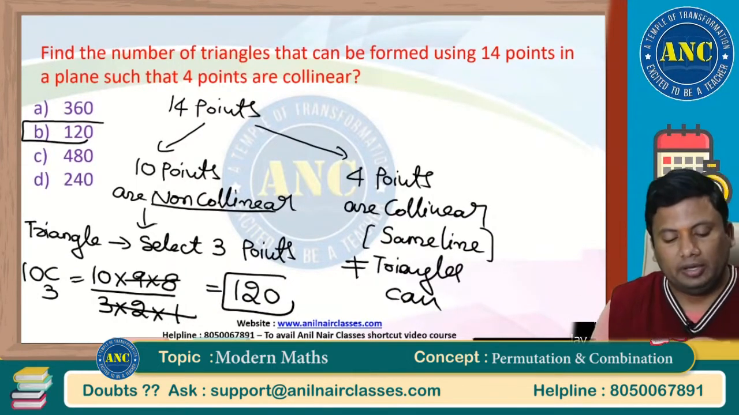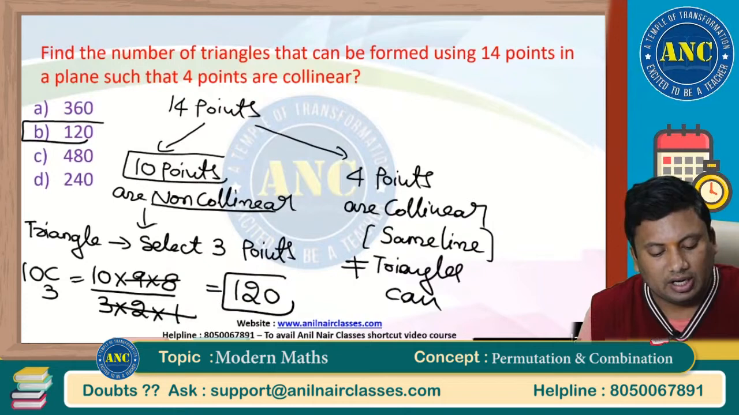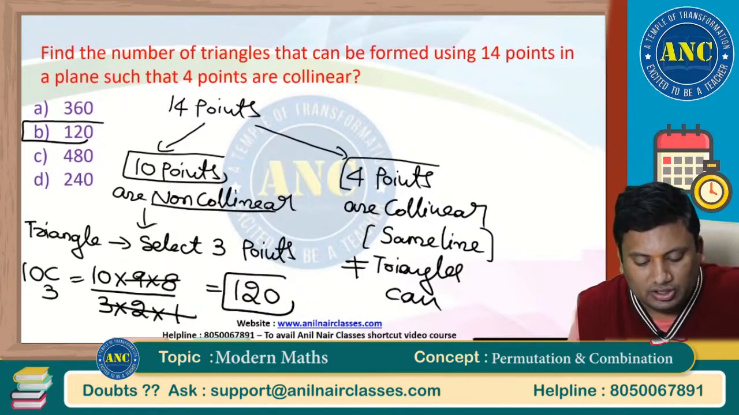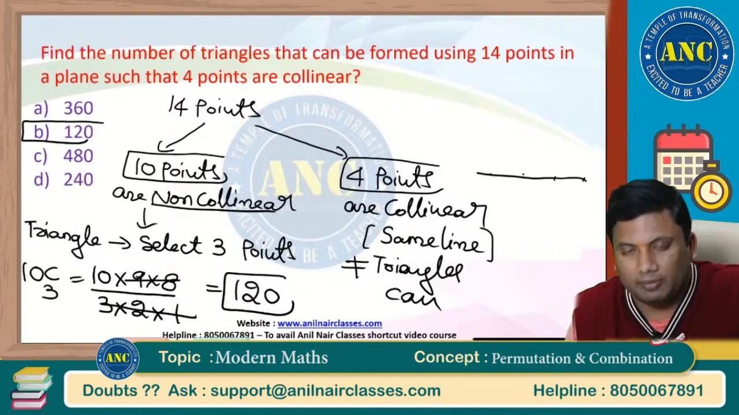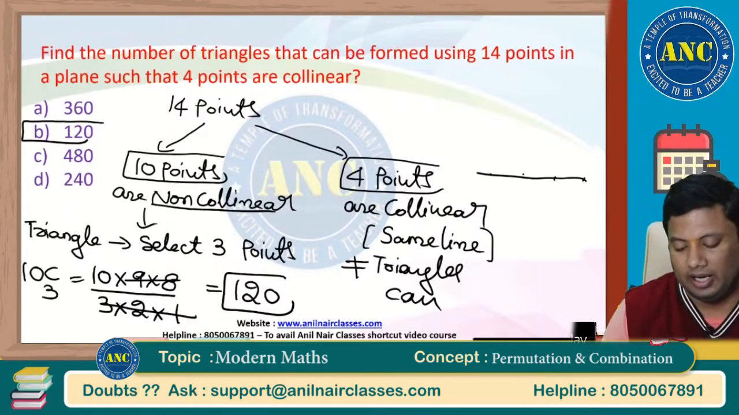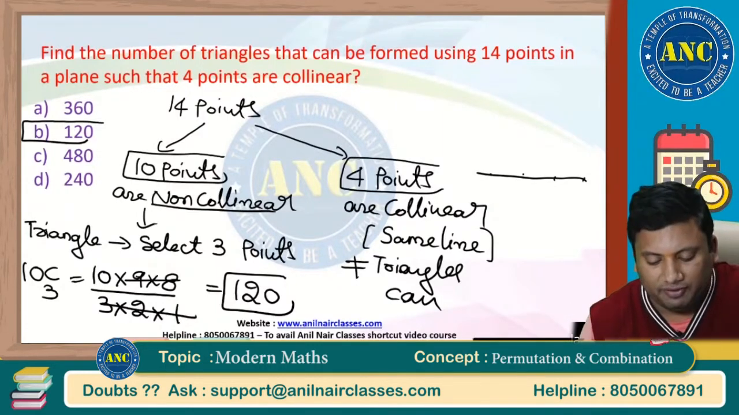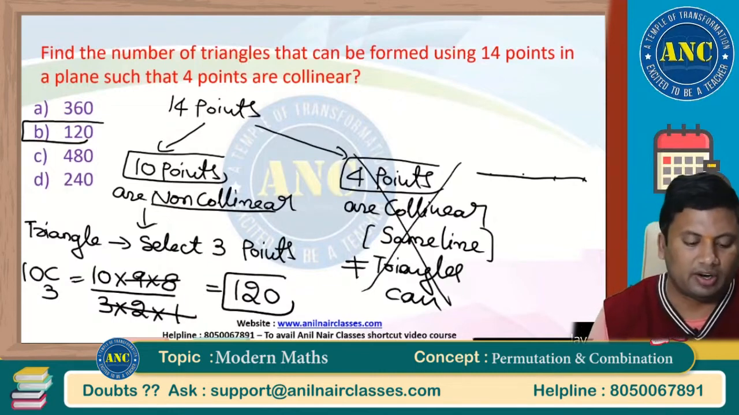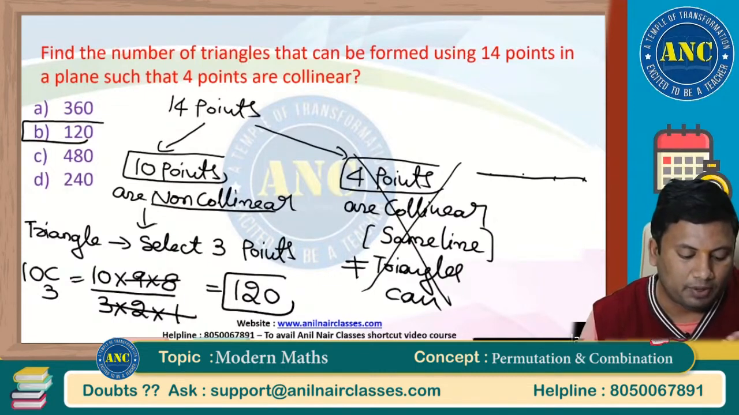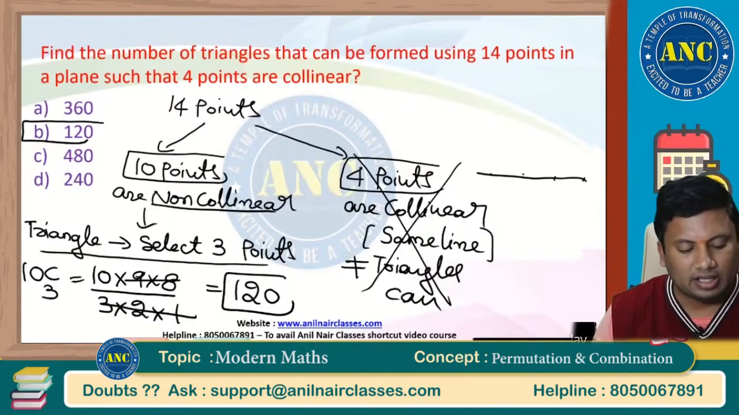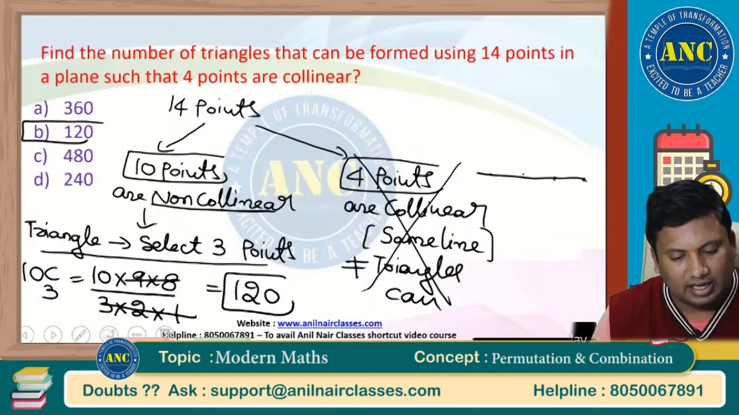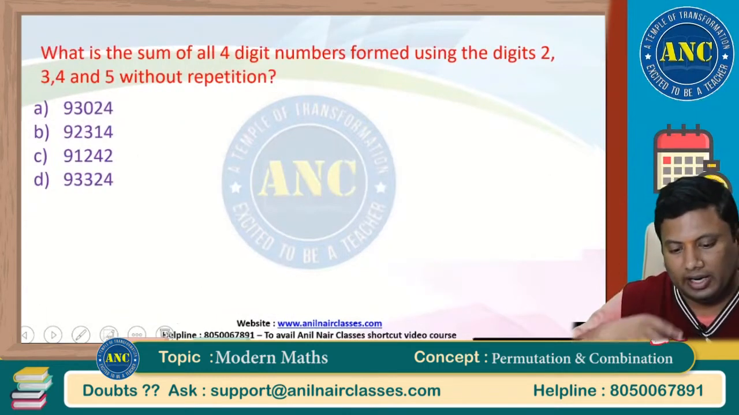Out of 14 points, 10 points are non-collinear, 4 points are collinear. Collinear means all the 4 lie on the same line. If they lie on the same line, then a triangle cannot be formed. So out of 10 points, select 3 points, which is nothing but 10C3. I hope the idea is clear. Do it very slowly, you will get an idea.